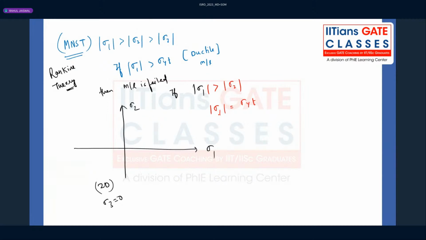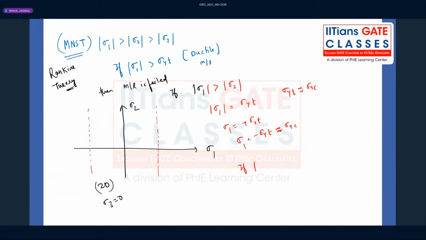Now when you remove the mod, you will get two things. One will be plus sigma yt, the other you will get minus sigma yt, right? So now when you plot here, sigma 1 is equal to sigma yt somewhere here, and sigma 1 is minus sigma yt somewhere here. Generally for a ductile material, sigma yt is almost equal to sigma yc. Actually this is sigma yc only. But for a ductile material, we say sigma yt is almost equal to sigma yc, right?